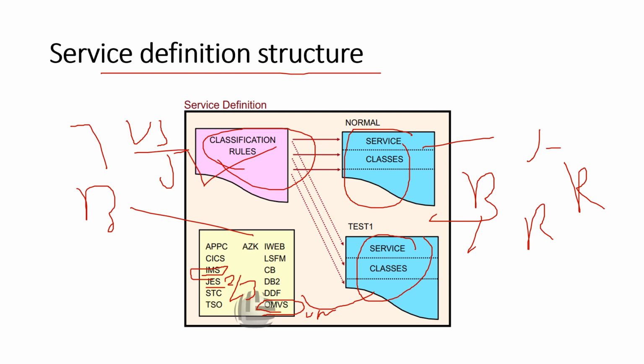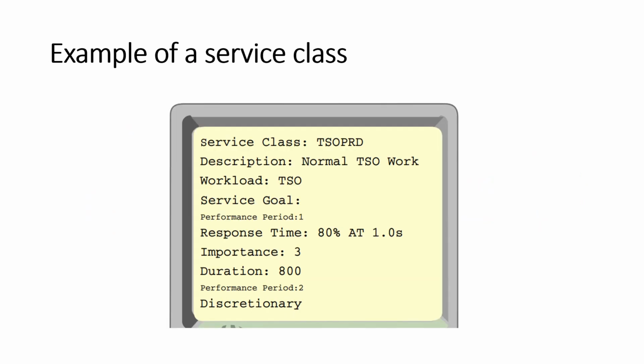WLM provides a generic management framework which manages all these different types of work in a single consistent way, using a generic set of WLM rules and definitions. So now we are trying to understand an example of a service class definition panel. Here we understand the important attributes of the service class, and we will look at all the service class parameters in detail. Let's discuss one by one.